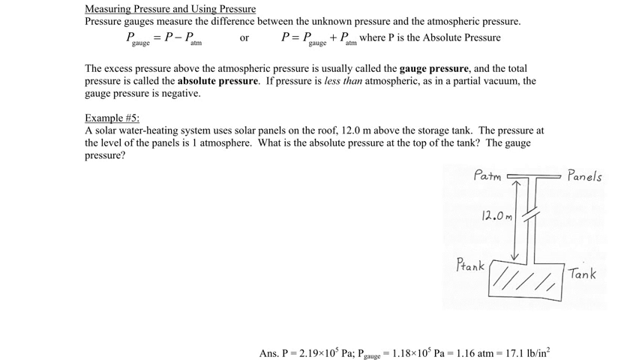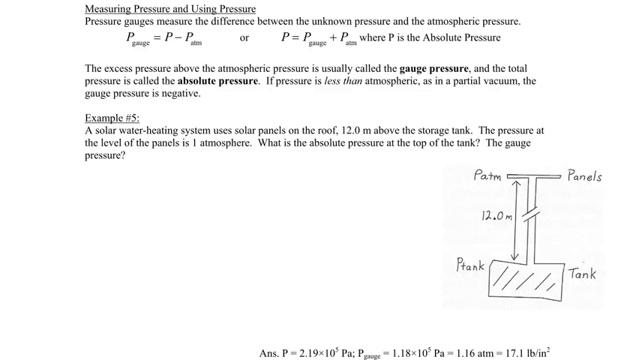Welcome to our discussion of the differences between absolute pressure and gauge pressure. So, gauge pressure is used when you are measuring the pressure of, say, your bicycle tire. If your bicycle tire was flat, then the gauge pressure would be basically zero because there would be no difference between what is outside and what is inside the tire.